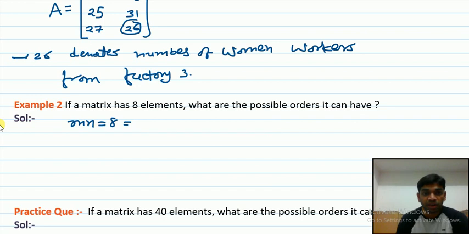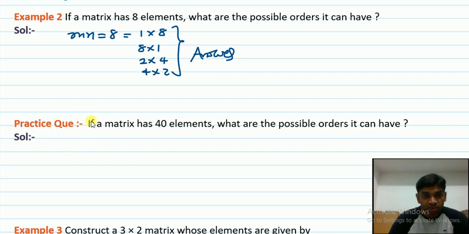Then how can this 8 be created? 8 can be created in different ways: 1 into 8 or 8 into 1, and 2 into 4 can also be created, 4 into 2 can also be created, and nothing else. So we have a total of 4 possibilities. What are the possible orders it can have? 1 into 8, 8 into 1, 2 into 4, and 4 into 2. This is our answer.